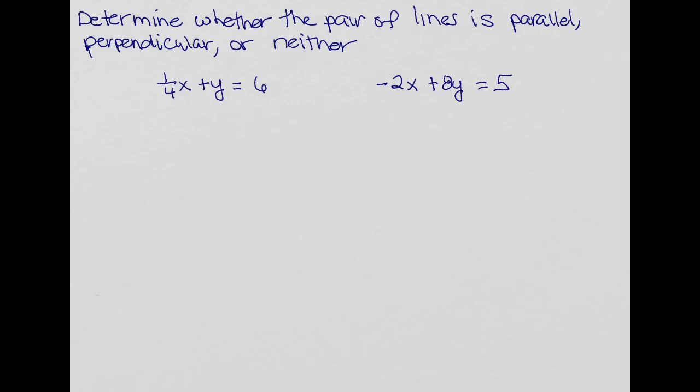Determine whether the pair of lines is parallel, perpendicular, or neither. So in order to determine if lines are parallel, perpendicular, or neither, we need to compare their slopes. So the first thing that I'm going to do to each of these is rewrite them in slope-intercept form. So I'm going to solve for y. y equals a negative 1/4 x plus 6. And that's all I need to do for that one. I know that the slope of this line is negative 1/4.